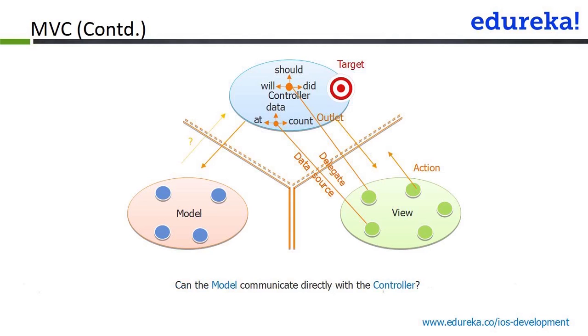Now the other way, can the model communicate directly with the controller? Yes. So coming back to the loose coupling that we need to maintain, the model should also be UI independent. So irrespective of what the view is, the model stays the same. But say in a situation where the model has information to update, or some other information, what happens in that case?